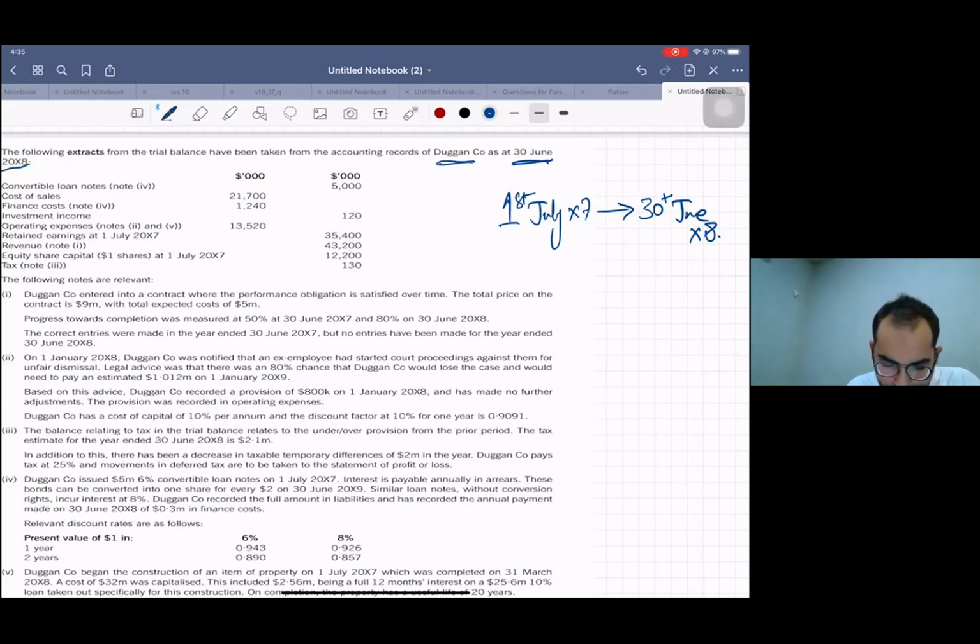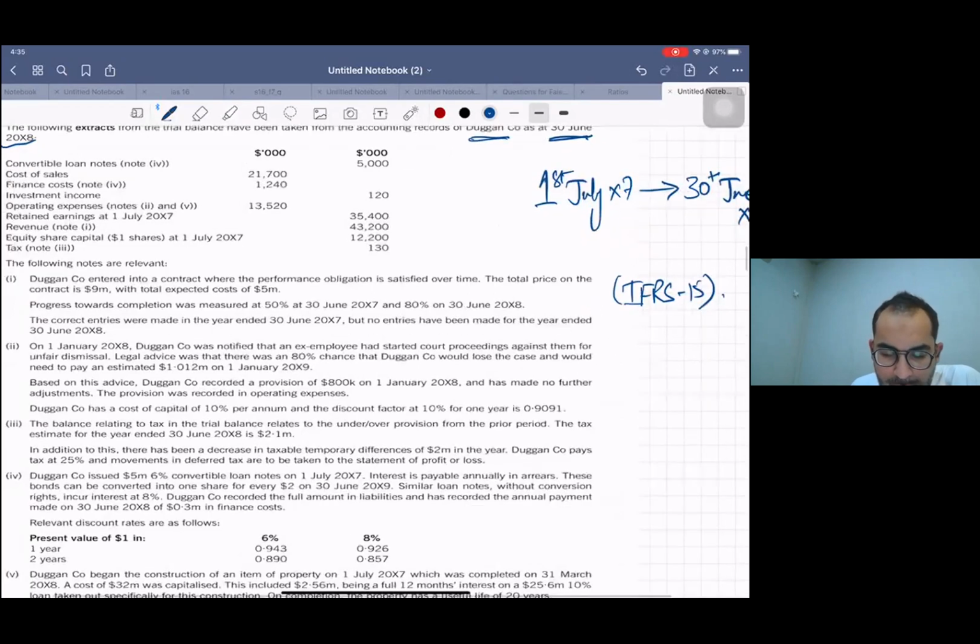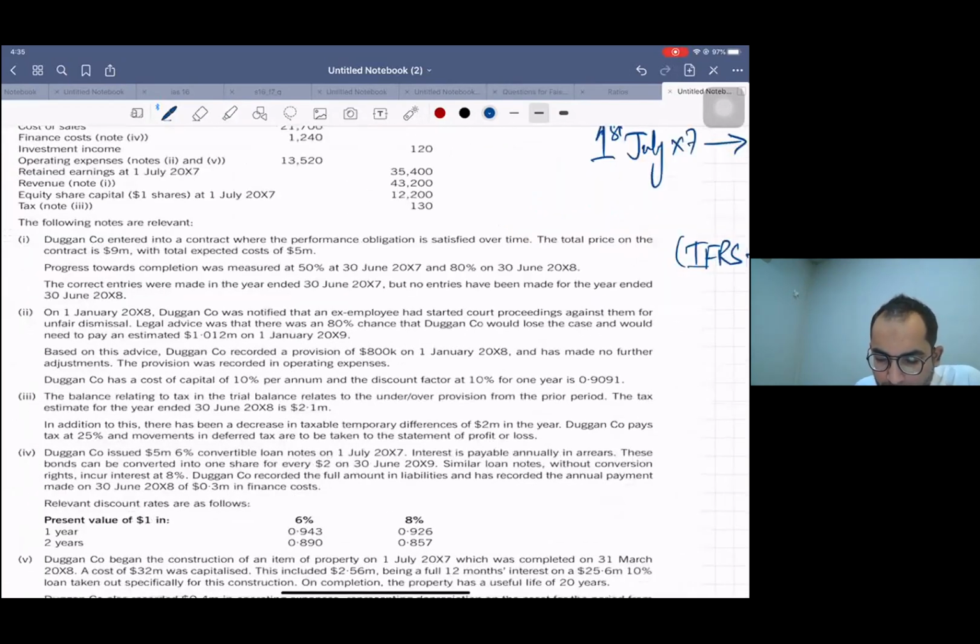Right now, note number one is basically IFRS 15, which we had just studied, the construction thing. Dugan Company entered into a contract where the performance obligation is satisfied over time. It's like construction accounting. In construction accounting also we satisfy the performance obligation over time. Now the total price on the contract is 9 million, with the total expected cost of 5 million.